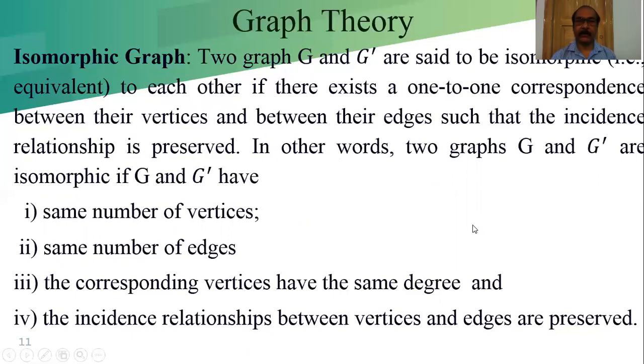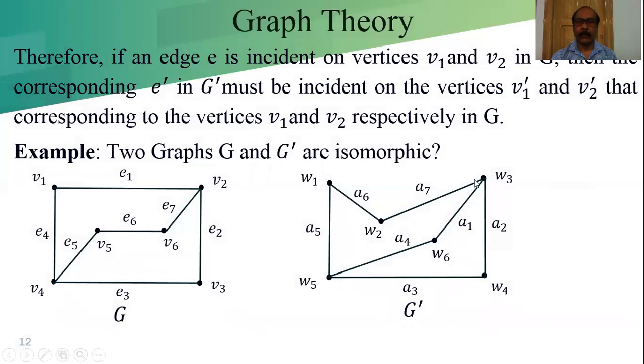Here we are considering two graphs. Now we have to show whether they are isomorphic or not. G is one graph and G dash is another graph. Now, the continuation of the previous point.